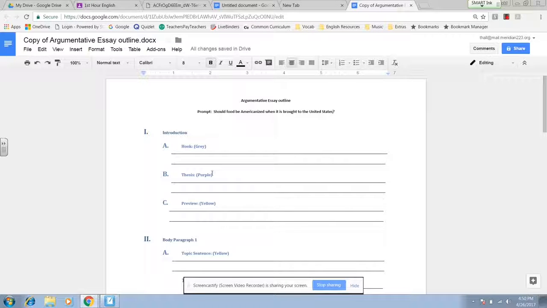So the first thing we need to do is, of course, take a side. And remember, when we're writing an argumentative paper, we cannot be in the middle. We have to be on one side or the other. If it becomes a topic where you don't really care what side you're on, then your job is to pick the side that's the easiest to write about. So for this, I'm going to be on the side that I think food should be Americanized when it's brought to the United States.